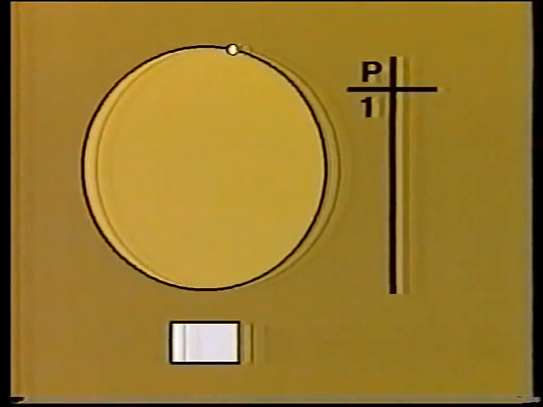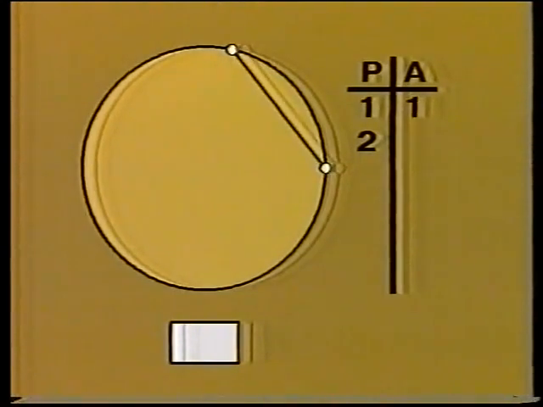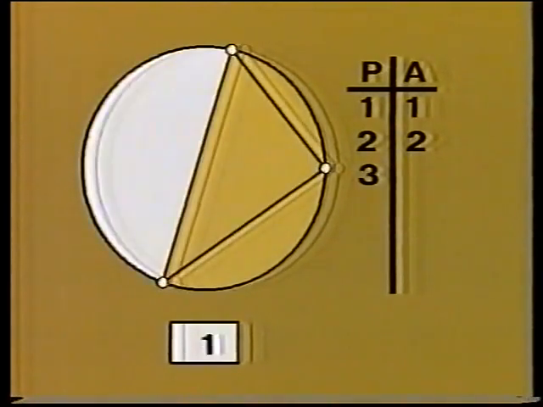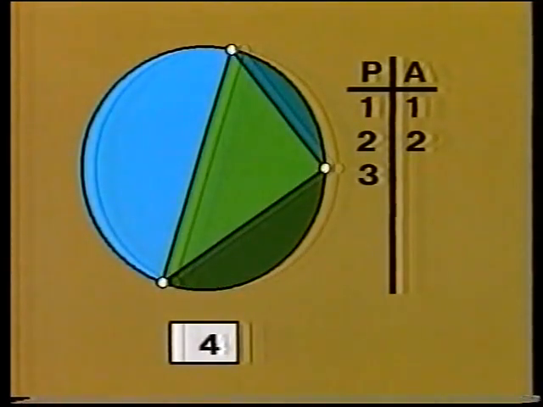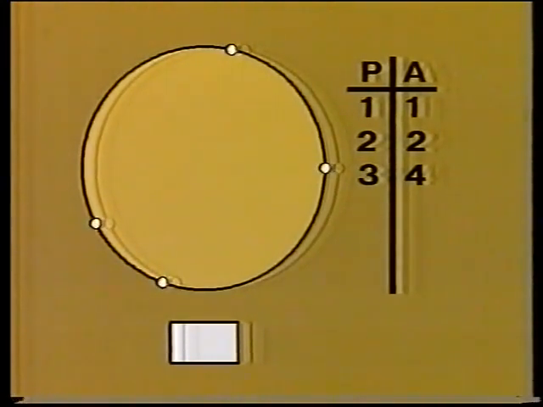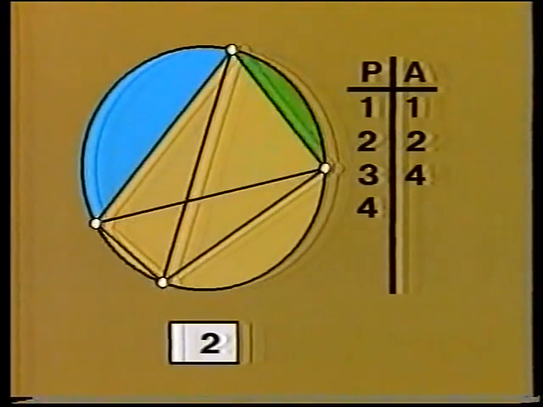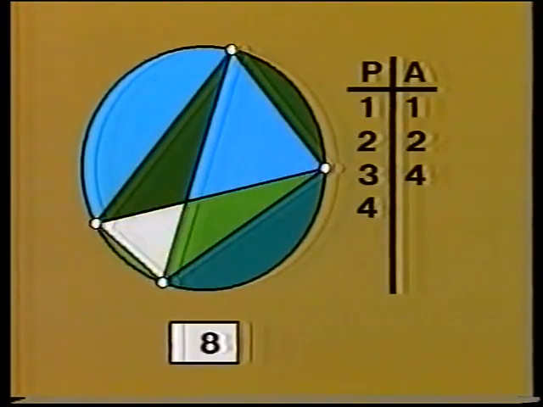Well, let's start again with a different number of points and see if we can get some sort of pattern. Well, here's a circle with just 1 point, and I get 1 area. For 2 points, I have 2 areas. And with 3 points, I get 4 areas. With 4 points, I get 8 areas, and I think I can already see a pattern emerging.